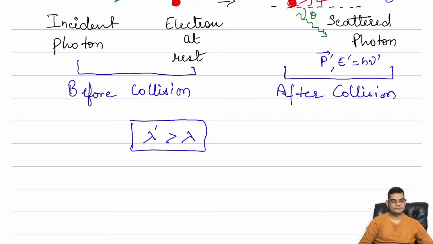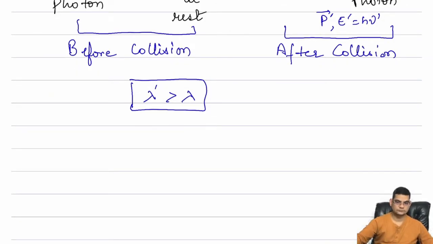Now, we try to find out the difference in the wavelength of the photon before collision and after collision. This difference in wavelength is known as Compton's shift. Now, let's try to find out Compton's shift, that is the difference between the wavelength of the scattered photon and the incident photon.